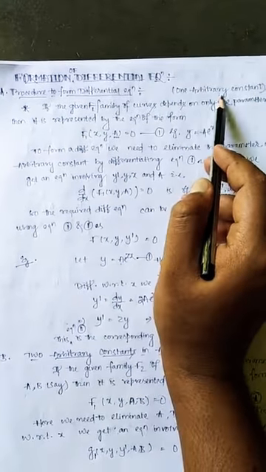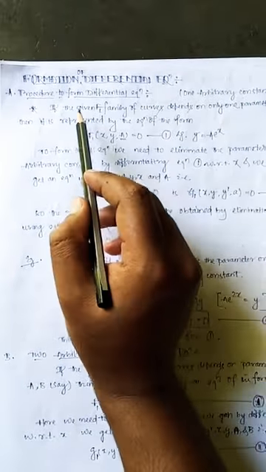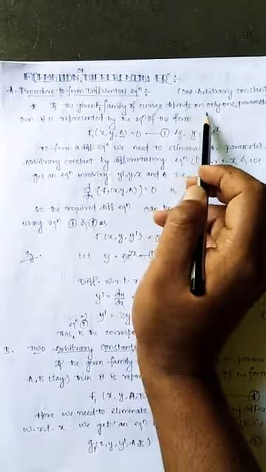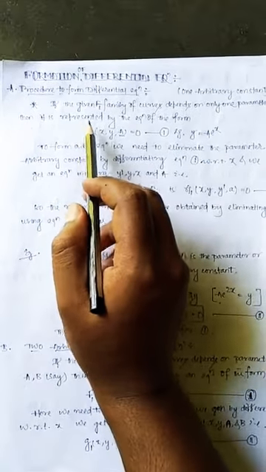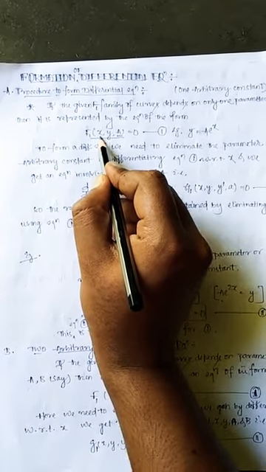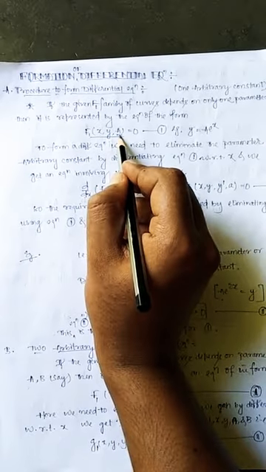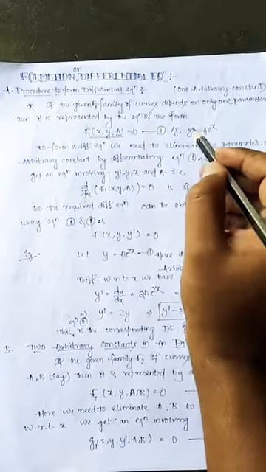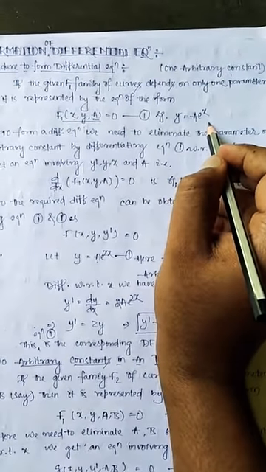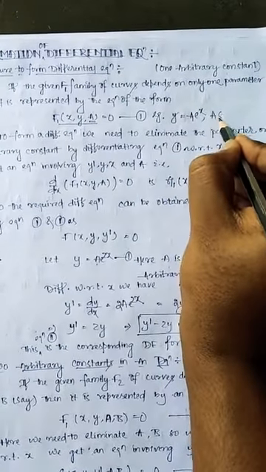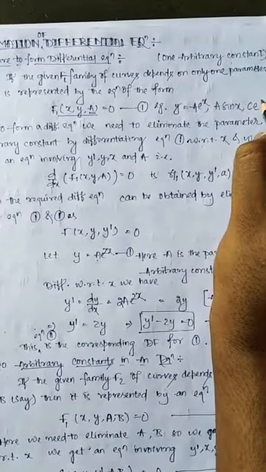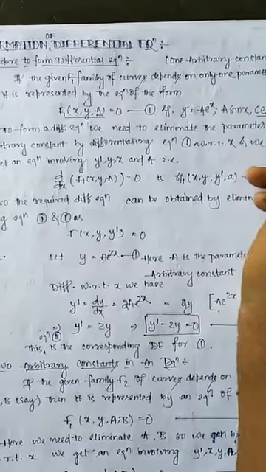If one arbitrary constant is present, that is, if a given family of curves depends upon only one parameter, then the function is represented in the form f1(x, y, a) = 0, where a is some arbitrary constant. That means a function of the form y = a^x, or y = a sin x, or some constant c to the power x, like this.